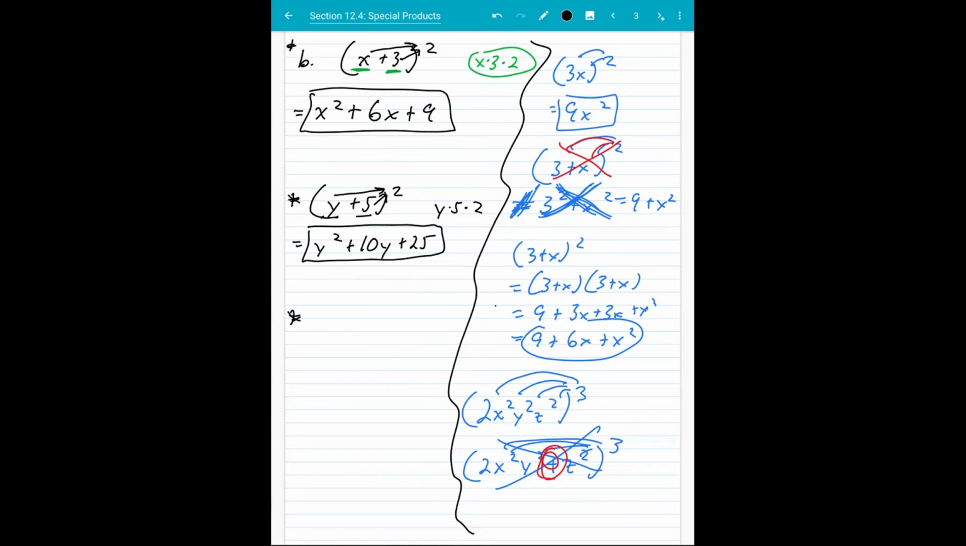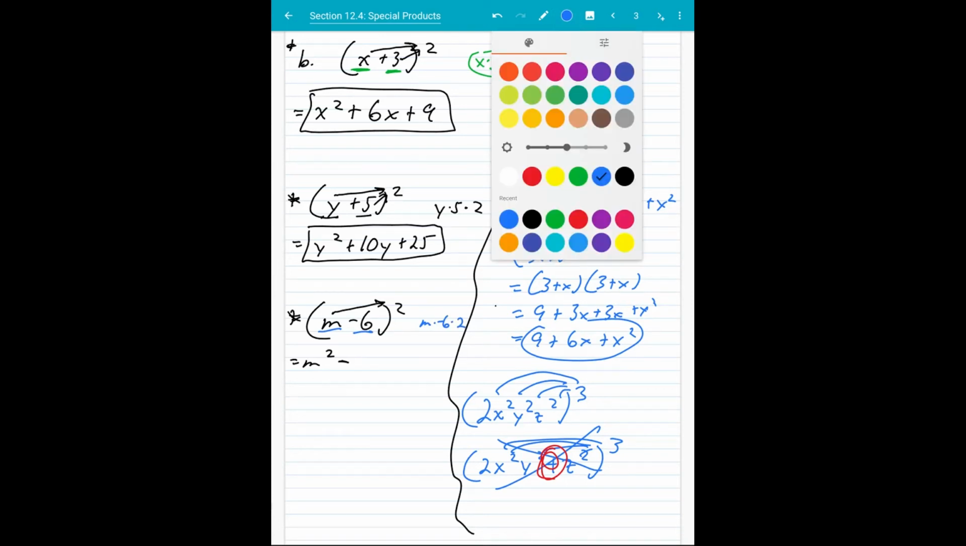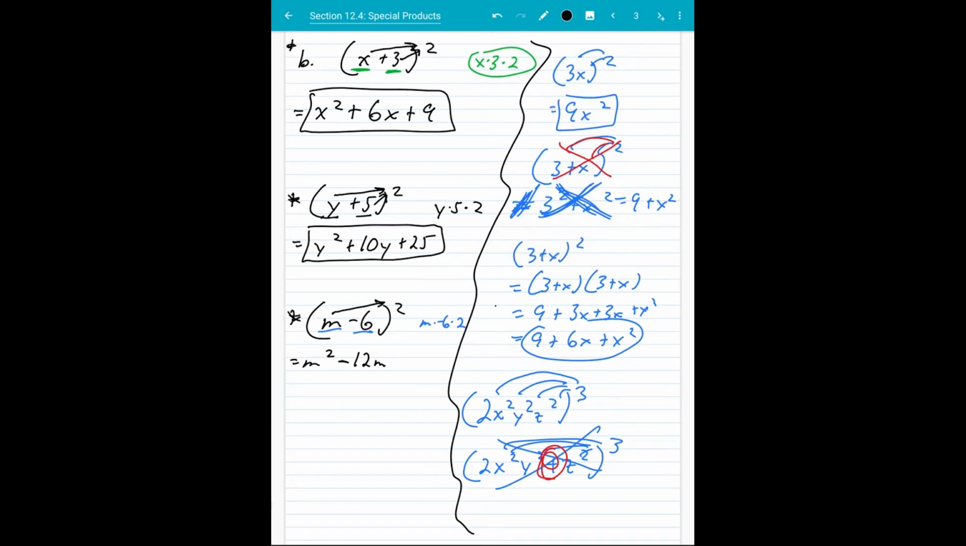Go ahead and do another one. Let's say m minus 6 squared. So m squared. And then now we're going to put a minus because this is a minus. It'd be minus this number. I'll put it in the color. This times 2. So m times negative 6 times 2. That makes negative 12m. And then this number squared. Negative 6 squared makes positive 36. So you get a lot of these answers right away.